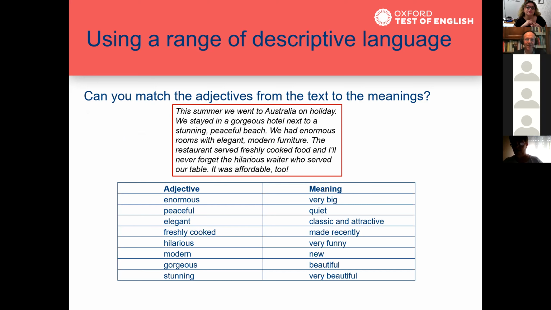Wow. Okay, it's gorgeous, right? That's how beautiful it is. A gorgeous hotel. When we arrived at the hotel, it was, wow, what a hotel. Okay, this is so much better than beautiful. And here's another one, stunning. The same. Stunning is something just incredibly beautiful. Okay, this is what you need to do in writing and in speaking.